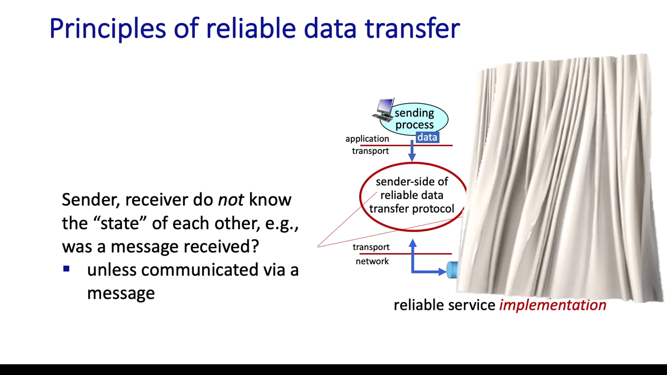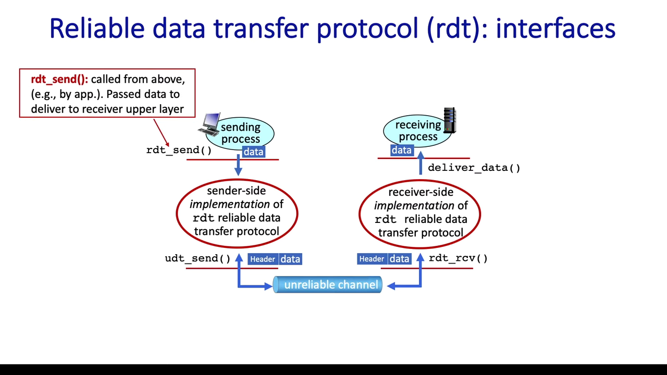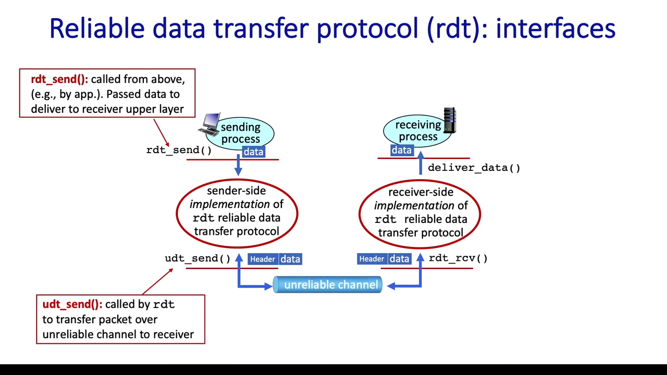So before starting to develop a protocol, let's look a little bit more closely at the interfaces available to the protocol, the API, if you will. This diagram shows the interfaces above and below the transport layer on both the sending and the receiving sides. On the sending side, data is being passed down from an application layer process to the transport layer. The transport layer is then going to add a header together with the data to create a transport layer segment, and send that over the unreliable channel to the receiver.